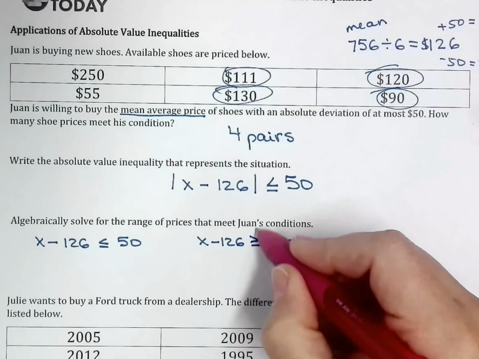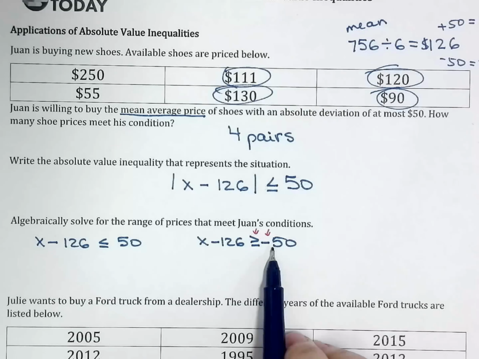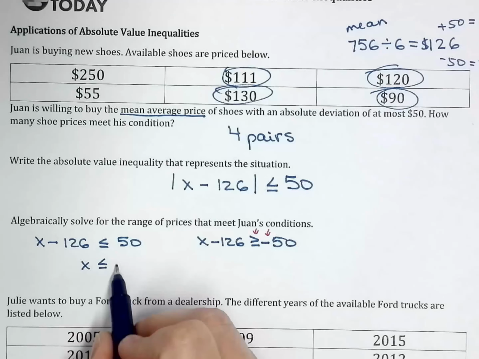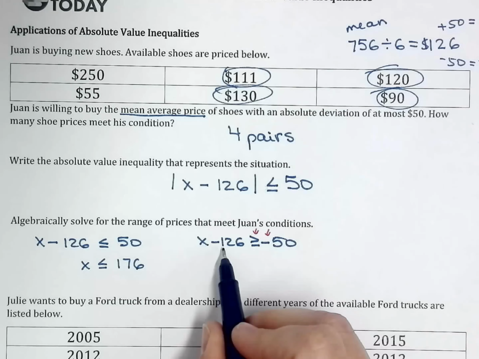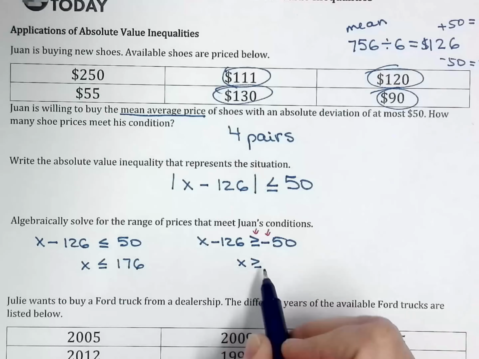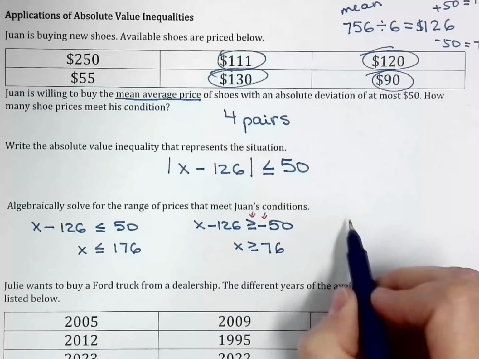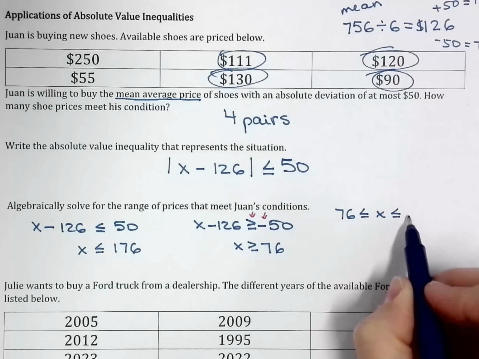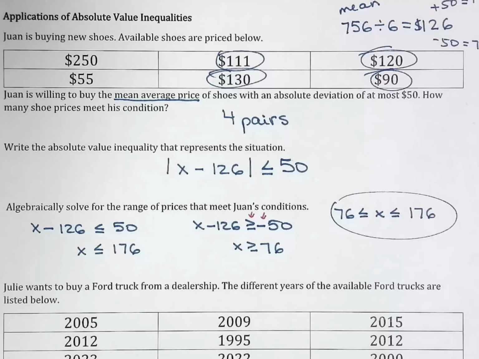I'm still solving the same way that I did on the previous page, and I have to switch the inequality sign, and I also have to switch this sign right here. So add 126 to both sides. This will give me 176. And when I add 126 to this side, that will give me 76. So the prices are between 76 and 176. And I'll come back for another video.